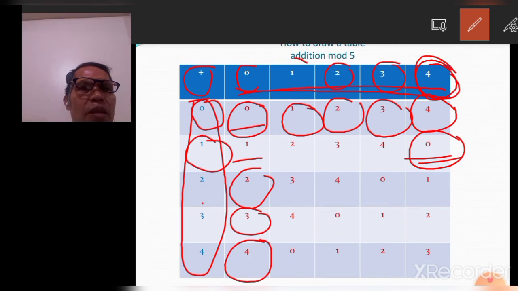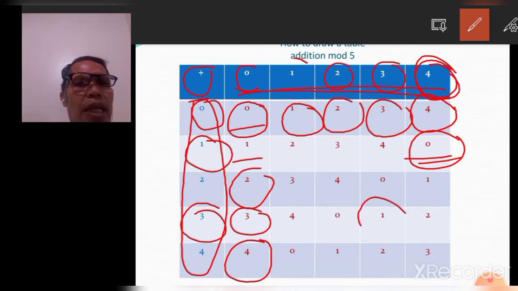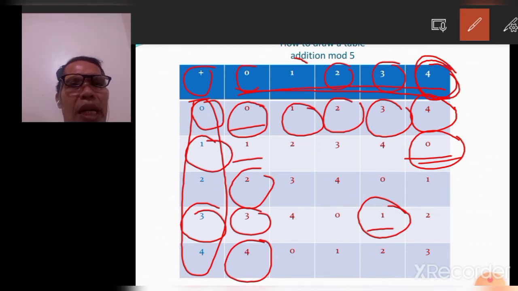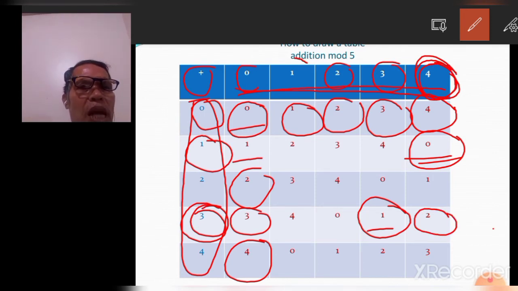Another example: 3 blue plus 3 white, you have 1 red. Why? Because 3 plus 3 is 6. 6 divided by 5 is 1. 1 times 5 is 5. 6 minus 5 is 1. The same thing if you add 3 blue plus 4 white equals 2 red. Why? Because 3 plus 4 is 7, divided by 5 is 1. 1 times 5 is 5. 7 minus 5 is 2.